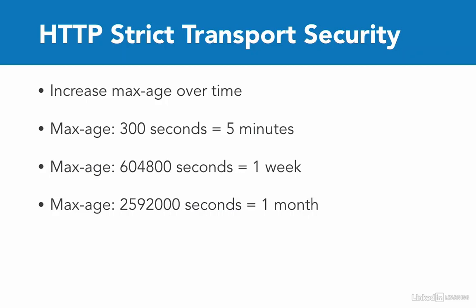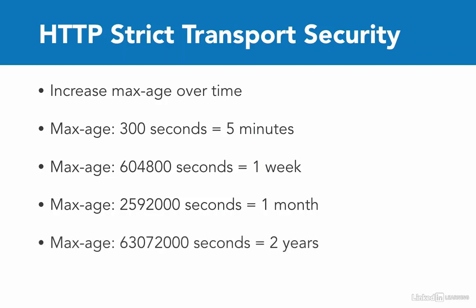The sort of gold standard, the one that we're really looking for, is 2 years. That's ultimately where you want to end up. So start with 5 minutes just to make sure that if you screw something up, you don't have to wait too long for things to reset themselves so you can try again. But once you have it working, try and get up to 2 years. The reason why is because once we get to 2 years, we can take advantage of something called HSTS preloading. We're going to talk about how to do that in the next movie.